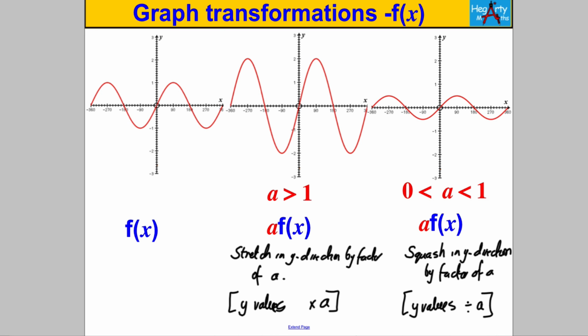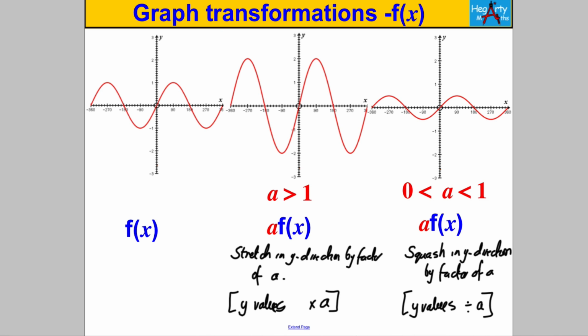Okay, you should have remembered the following. When you're multiplying by a, and a is a number bigger than 1, it's a stretch in the y direction by a factor of a. All the y values are multiplied by this number a. If a is less than 1 and bigger than 0, you end up squashing your original graph in the y direction again, and the other way you can think of it is all your y values are divided by a factor of a.